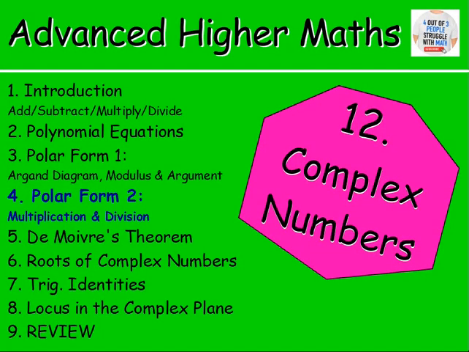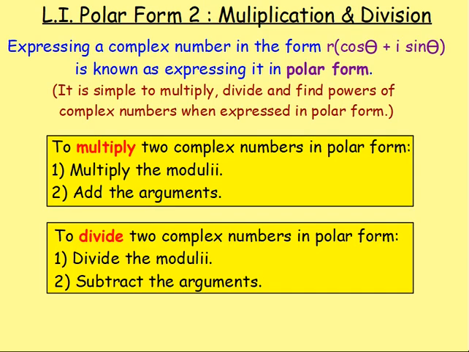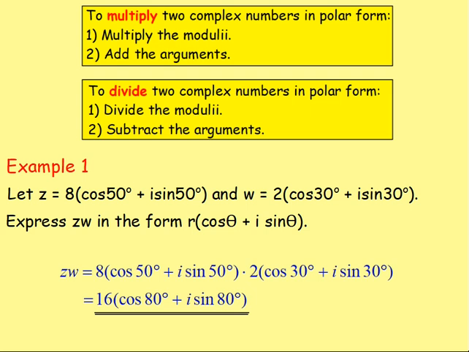After that, we went on to look at multiplication and division, which I just said is made easier using polar form. To multiply two complex numbers in polar form, all you do is you multiply the moduli together and you add the arguments. To divide, you divide the moduli and subtract the arguments. We looked at quite a few examples with that.